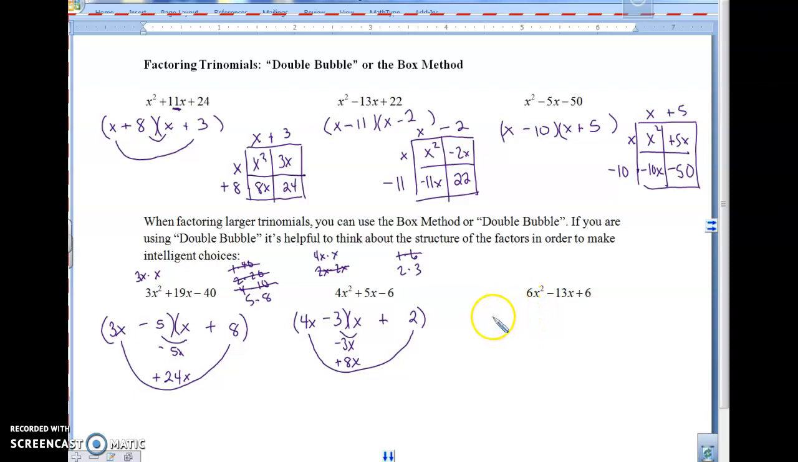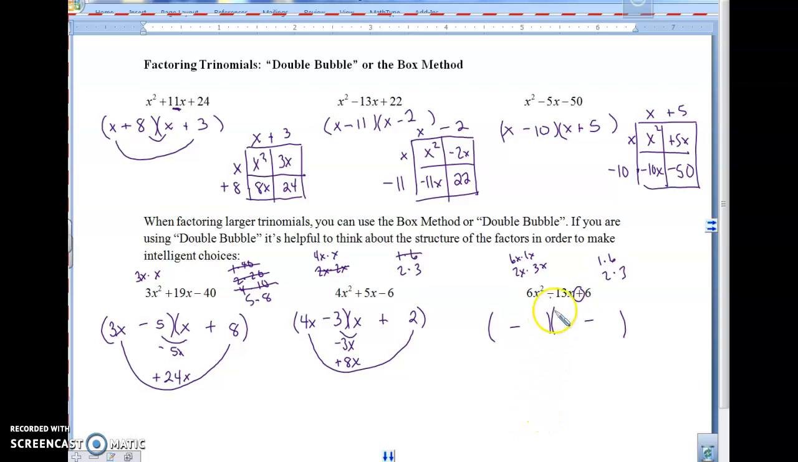All right, the last of the double bubble ones here. We have 6x squared minus 13x plus 6. All right, so I have 1 and 6, or 6x and 1x, and 2x and 3x on this end, and 1 and 6 and 2 and 3 on the other. Now, your signs on this one, notice this is plus, and this is negative, so this has got to be minus minus. So I can put that in immediately.